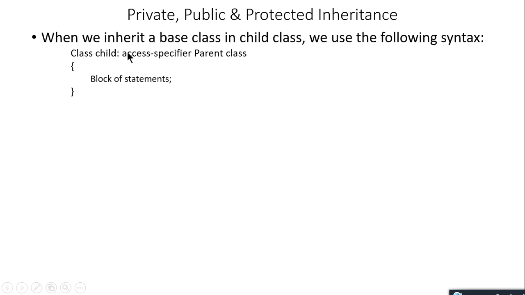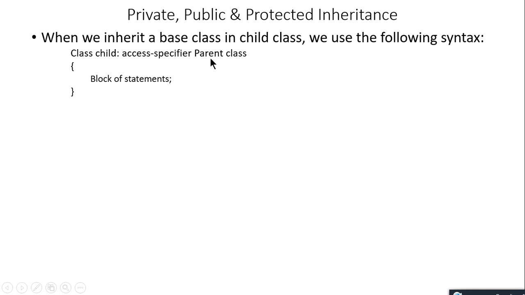Let's start with a topic related to access specifiers. As you know, we can inherit a class using the private, public or protected keyword. When we inherit a base class in a child class, we use the following syntax: the class keyword, then the child class name, followed by a colon, then the access specifier like private, public or protected, followed by the name of the parent class, and then you write the code here.